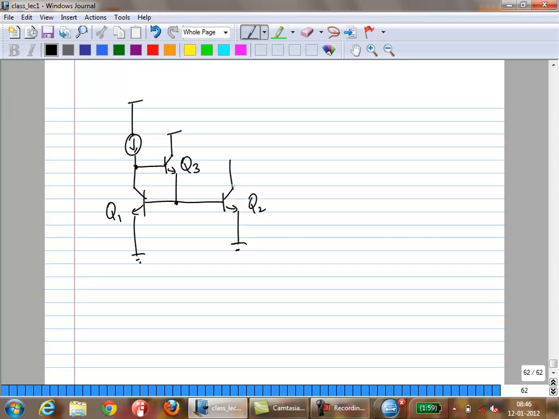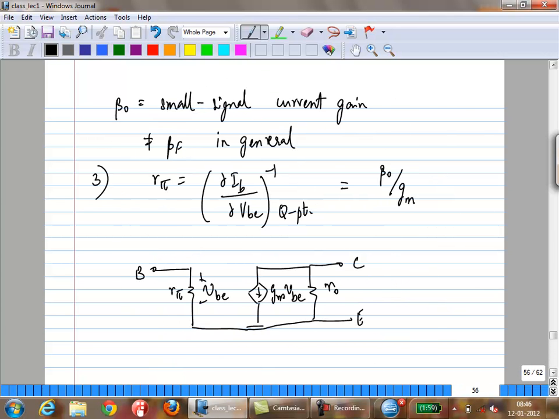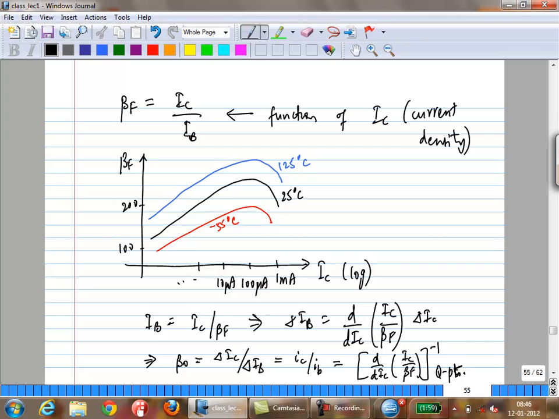Now one thing you have to remember. Remember this curve we drew? It turns out beta F is actually a function of current. If your collector currents I in, I out are all of the order of, let's say, 1 milliamp, and beta F is 100, the base currents are going to be of the order of 10 microamps. If you go to 10 microamps, the beta is actually much smaller than what you would expect. So you have to be very careful. Beta F3 will not be equal to beta F1 and 2. It will probably be much smaller.